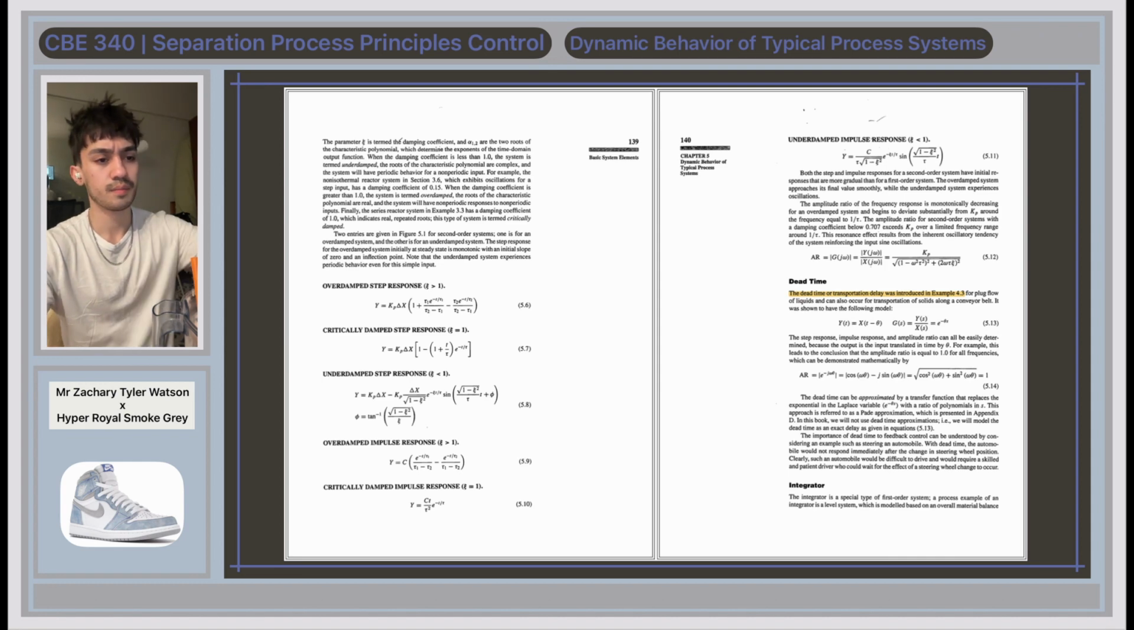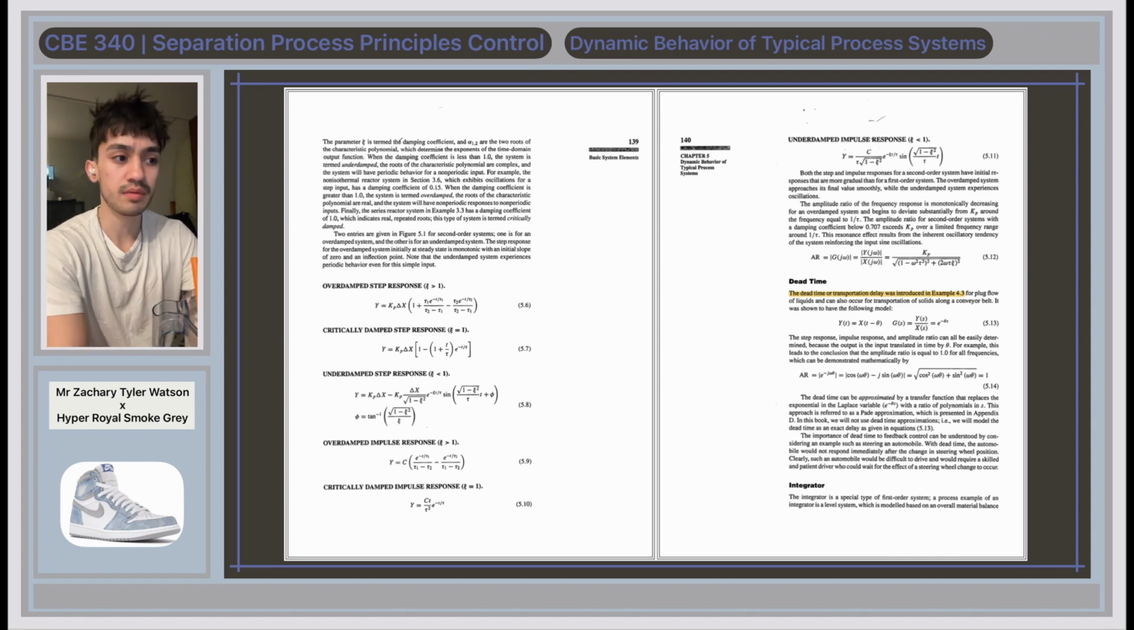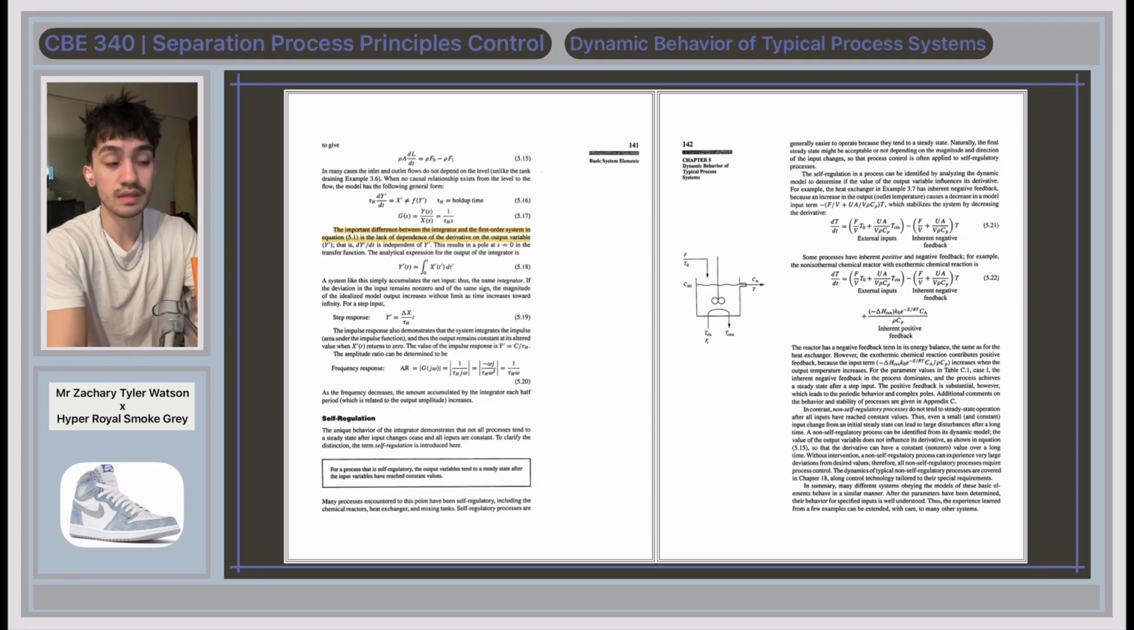Next up, we have the integrator. The integrator is a special type of first order system. A process example of an integrator is a level system, which is modeled based on an overall material balance, to give equation 5.15. In many cases, the inlet and outlet flows do not depend on the level. When no causal relationship exists from the level to the flow, the model has the following general form.